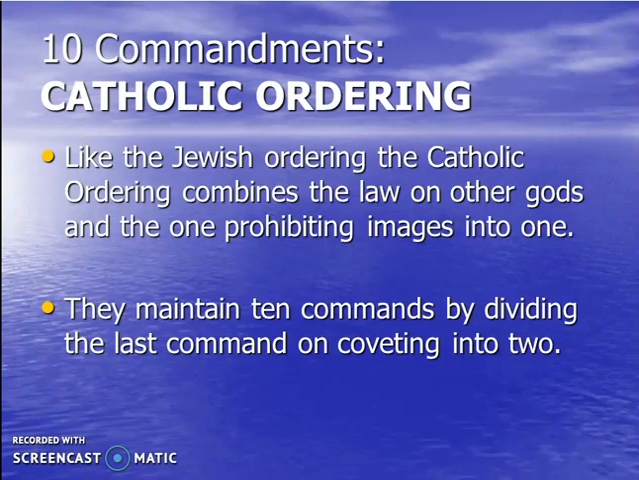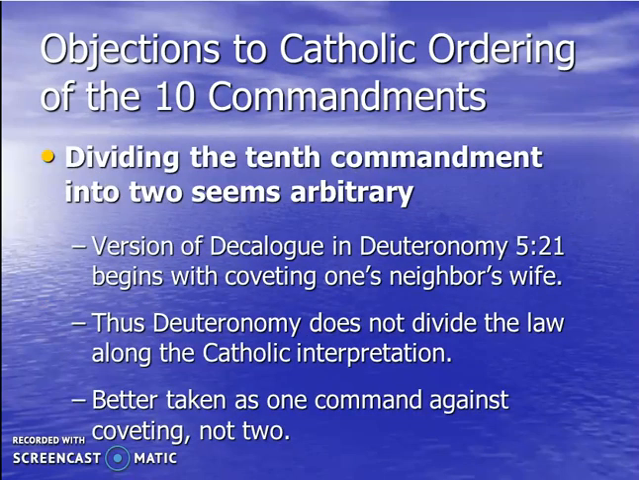So, like the Jewish ordering, the Catholic ordering combines the law against other gods and the one prohibiting images into one law instead of 2 as in the Josephus ordering. And they maintain 10, however, by taking that last command on coveting and dividing it into 2. There are problems with this view, however. Dividing the 10th command into 2 seems a bit arbitrary.